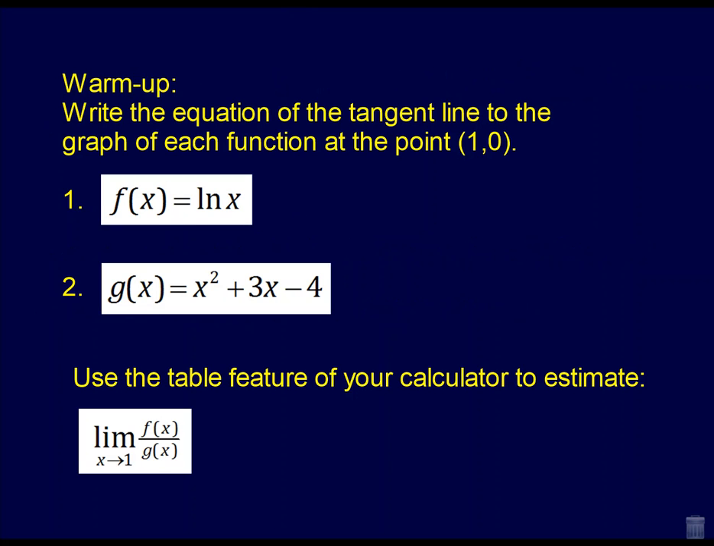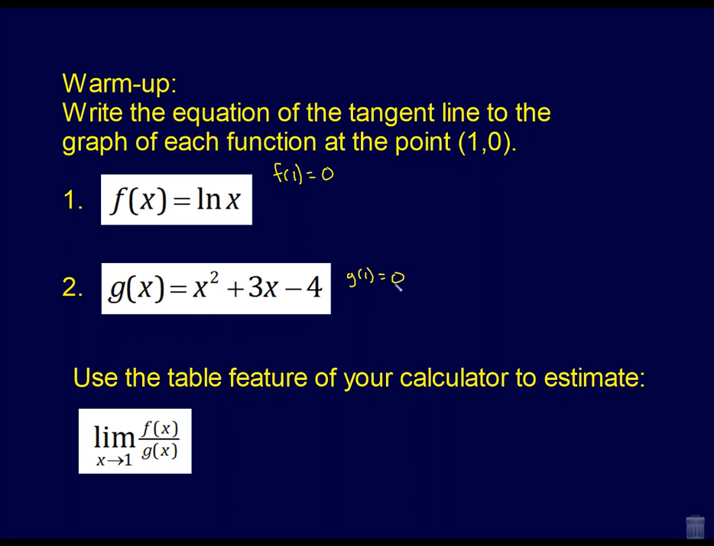So our little warm-up problem today is first a problem about tangent lines. I've got two functions here, and it turns out the graphs both contain the point 1, 0. The first function is the natural logarithm function. I can easily confirm that f of 1 is, since it's the natural log of 1, 0. Similarly, I can easily confirm that this function g of x, when evaluated at 1, would be 1 squared plus 3 times 1 minus 4.